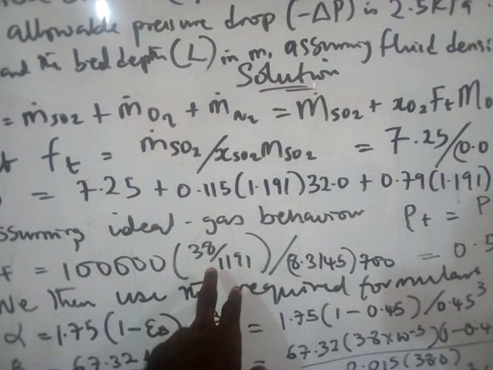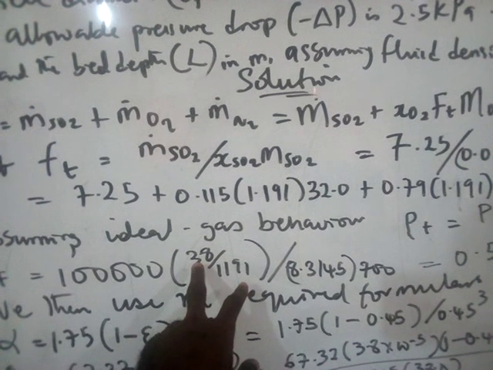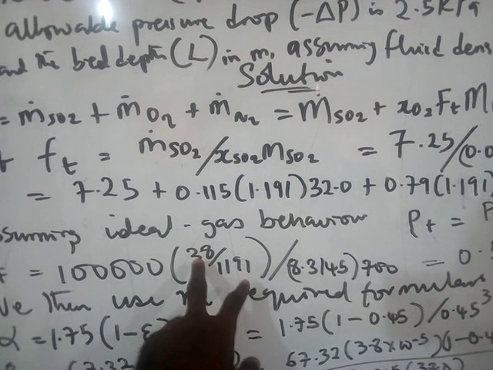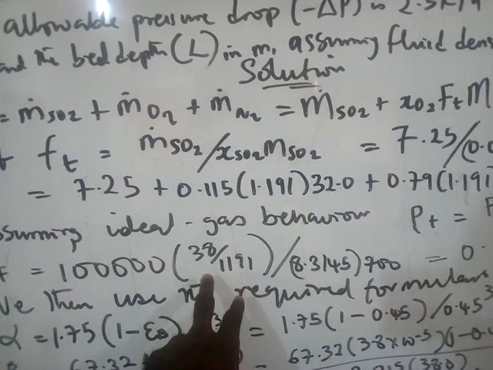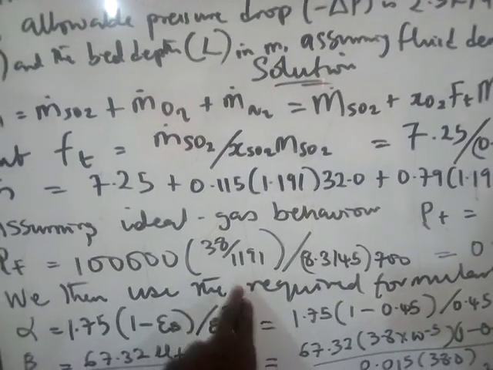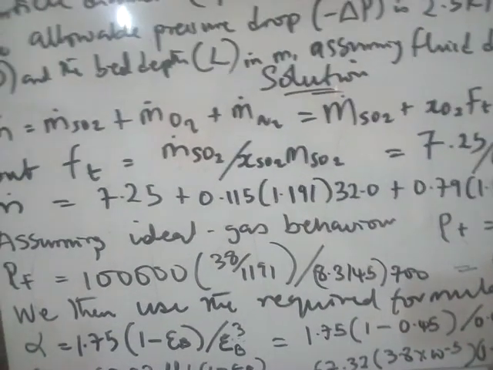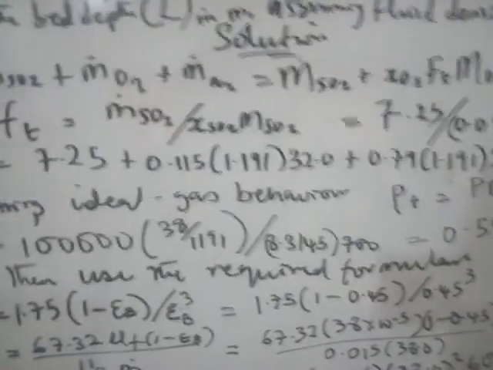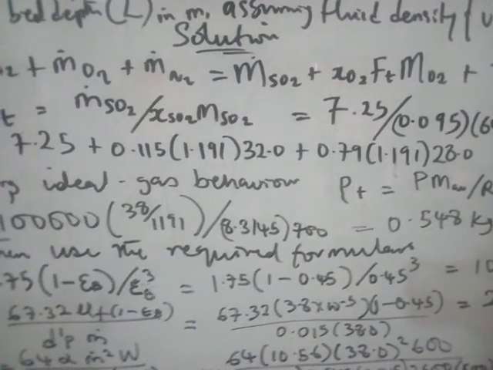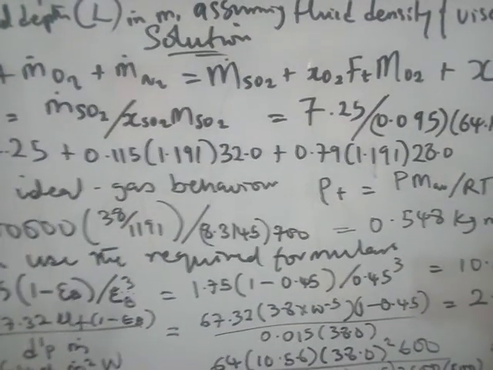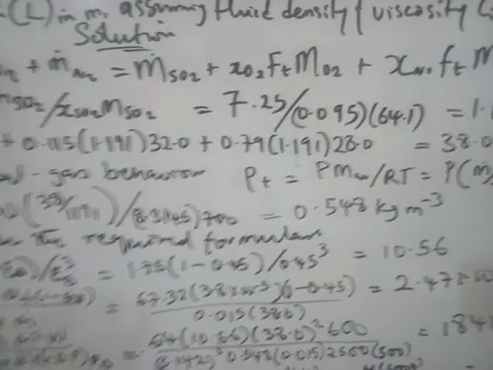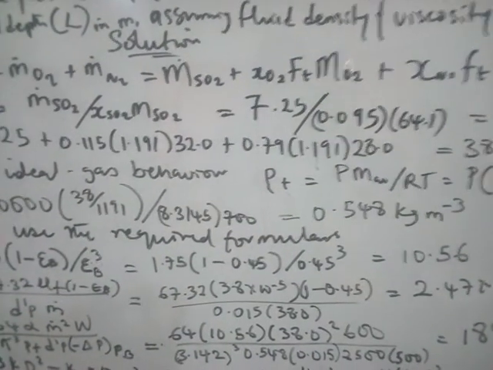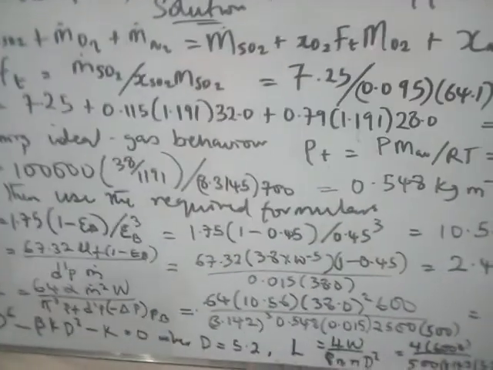Then we have our M dot over F_T, which is 38 over 1191. We are changing 1.191 from kilomole per second to mole per second. That's why we're having 1191. Then all over RT, R is 8.3145 and T, which is temperature, is 700. So we have 0.58 kilogram per meter cubed.